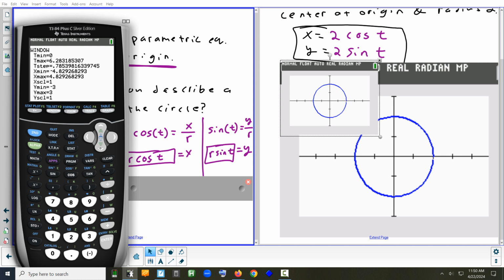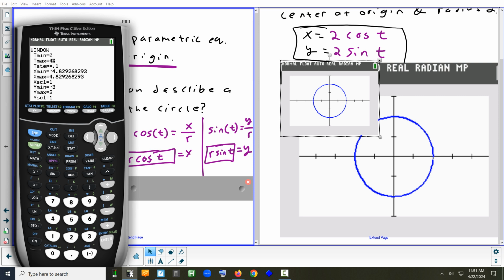So what would happen if, let's just put the t-step back at 0.1. I know there's going to be a little gap. That's okay. What happens if I stop at pi instead of 2 pi? Yeah, I'm only going to get a half circle because I didn't go a full cycle. Right? So if you want to draw a half circle, go half a cycle. If you want a full circle, you've got to go a full cycle.